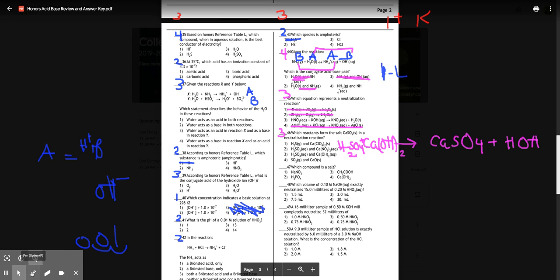Which is a salt? A salt is an ionic compound. So nobody on Table K, nobody on Table L. This is on Table K. It's an acid. That's not our answer. This is on Table L, not our answer. This is on Table K, not our answer. So there it is. Na is positive 1, nitrate negative 1.